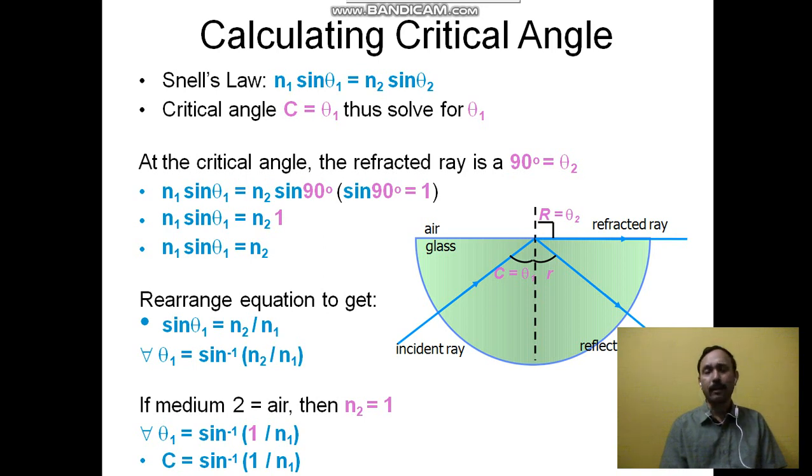If medium 2 is air, as we have already shown here, then N2 is equal to 1. So we can write theta 1 is equal to sine inverse of 1 by N1. Theta 1 is equal to C, the critical angle, so C is equal to sine inverse of 1 by N1. Always remember, when the rarer medium is air, the critical angle is equal to sine inverse of 1 by N1.